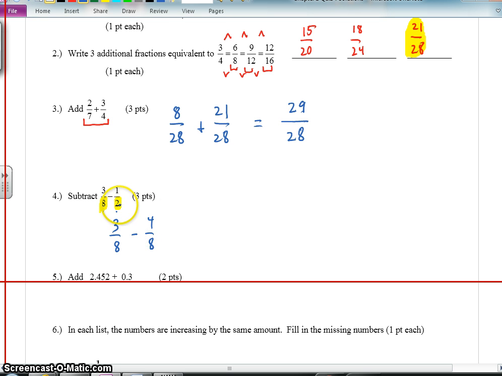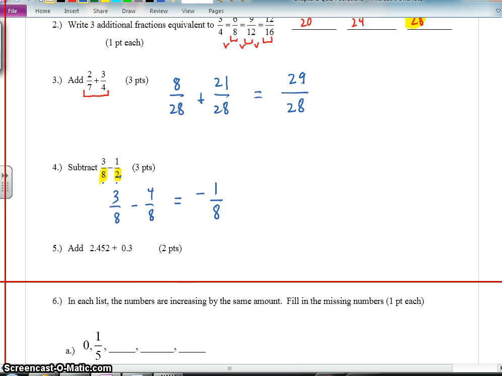How did I get that? Well, I multiplied 2 by 4, and I multiplied 1 by 4. Okay, we do 3/8 minus 4/8, and we get negative 1/8. Okay, 4/8 is bigger than 3/8, and so our answer should be negative.